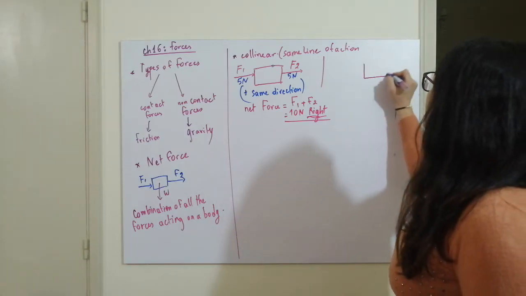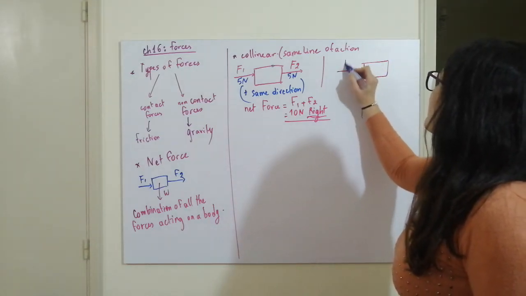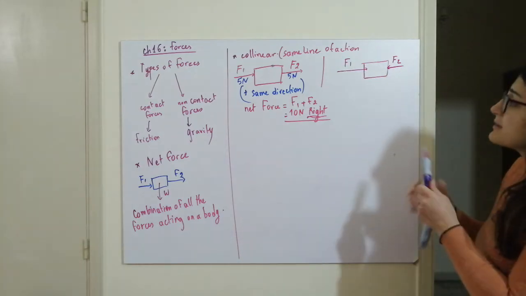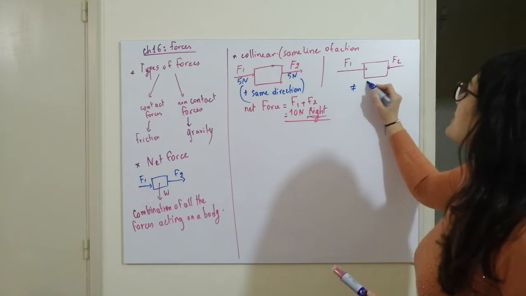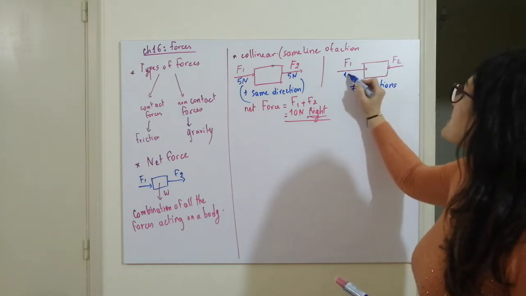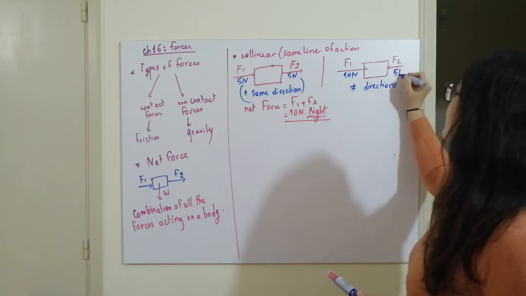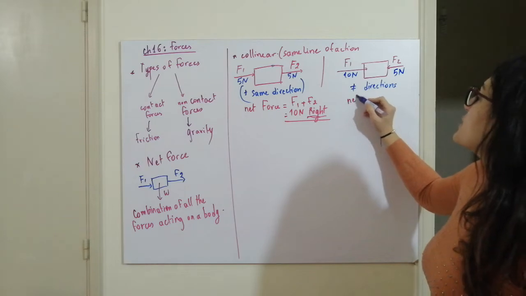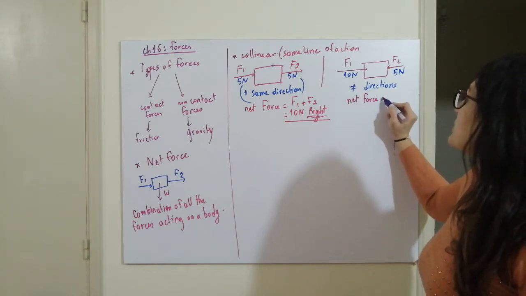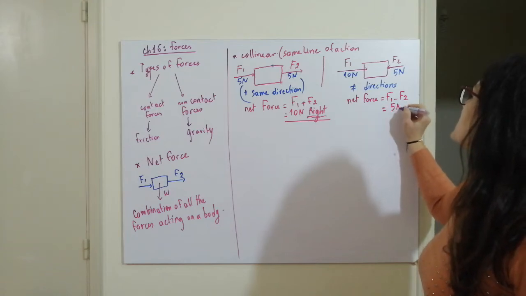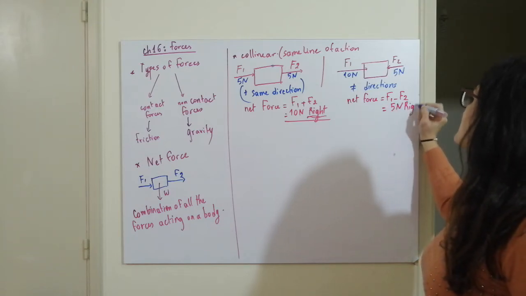Now, if I have this object, I have F1 and I have F2. They are also collinear, but they have different directions. Now, if this one is 10 Newton, this one is 5 Newton. In this case, I don't add, I subtract. So in this case, the net force is equal to F1 minus F2, which equals 5 Newtons to the right as well.